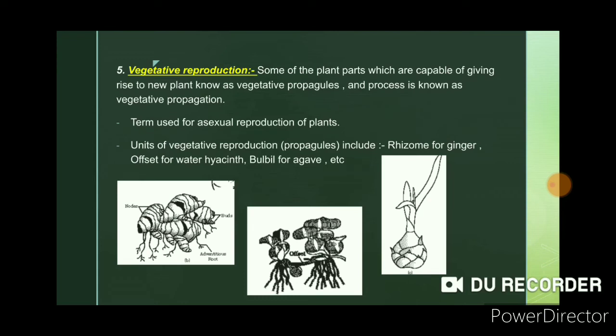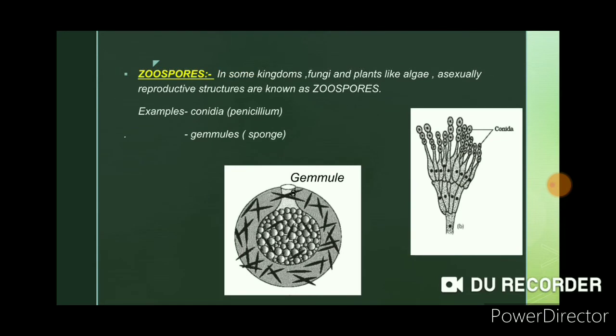Bulbil for agave. Now this bulb-like structure is known as bulbil for agave. There are more such examples given in your NCERT, you can read them from there, but here I can mention only 3: rhizome for ginger, offset for water hyacinth, and bulbil for agave. This was all about the types of asexual reproduction.